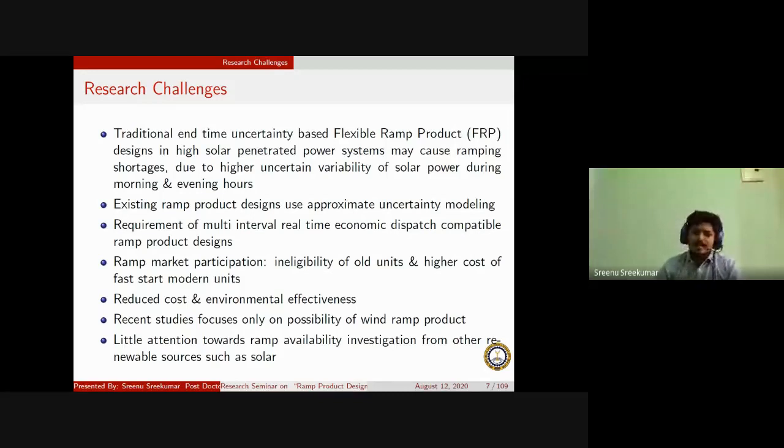And all conventional units are not eligible to participate in FRP markets, and the modern conventional units have high ramping cost. And also, if we again use conventional fossil fuel units to support renewable generation, we can't obtain the expected environmental advantages. Because of this, recent studies focus on renewable RAM product, but such studies are mainly focused on wind generation. And there is little attention towards ramping availability from other renewable sources such as solar. And solar has inherent ramping characteristics, especially during morning and evening hours, that can be used as FRP.